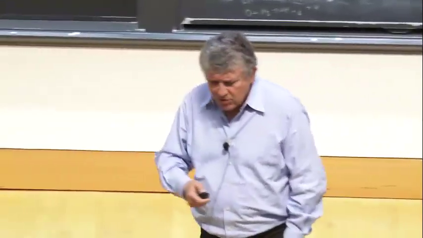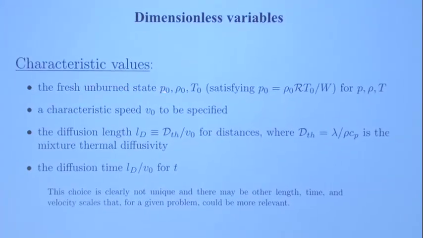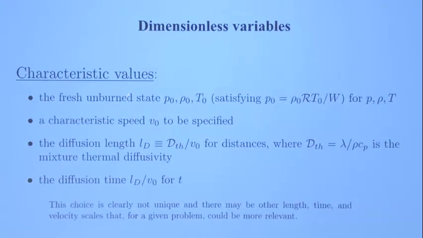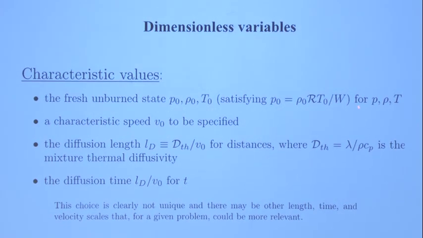in these lectures. So in this general discussion, we're going to scale all the state variables like pressure, density, temperature with respect to the unburned state. So let's say the unburned state is P naught, rho naught, T naught. And of course, when you choose this, P naught, rho naught, T naught must satisfy the equation of state, otherwise there's some inconsistency. So this is the choice that you make.